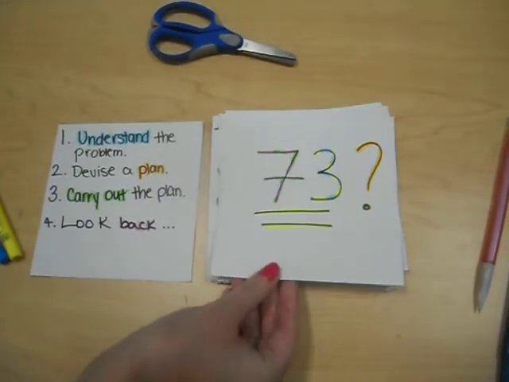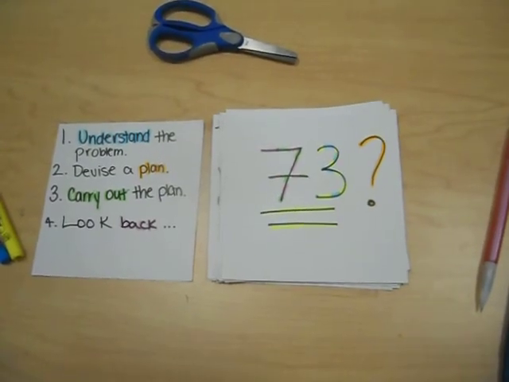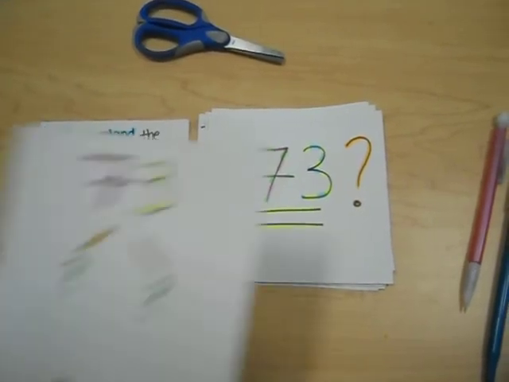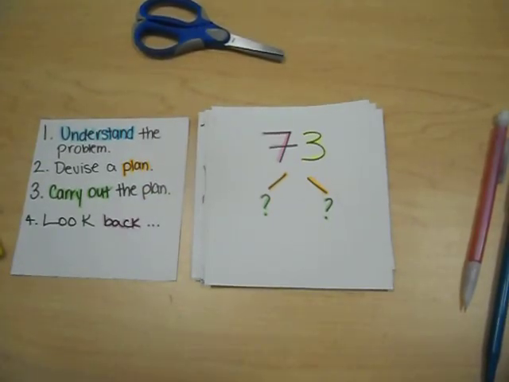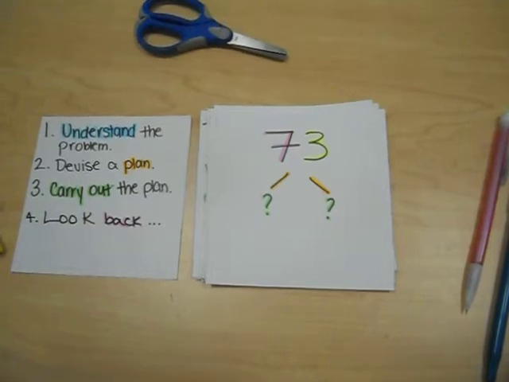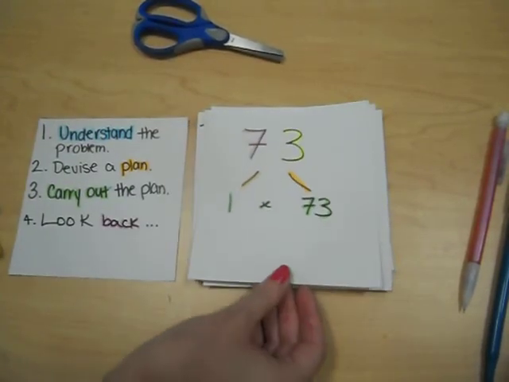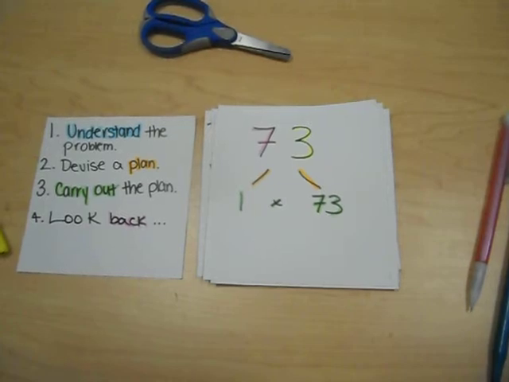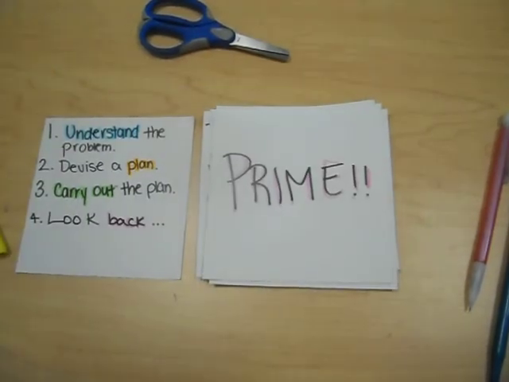Let's try 73. To understand our problem, we make sure we know what composite and prime means. To devise the plan, we will figure out the factors of 73. And to carry out our plan, we will use a factor tree. Based on the factors, we know that 73 is a prime number.